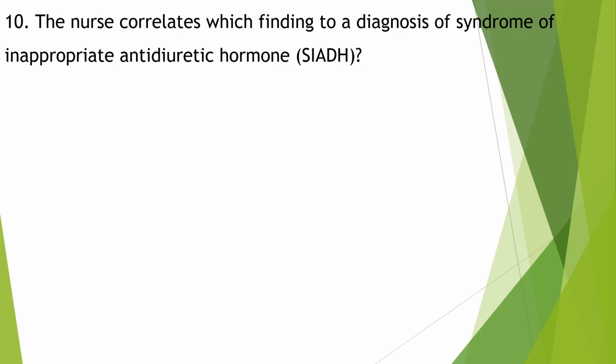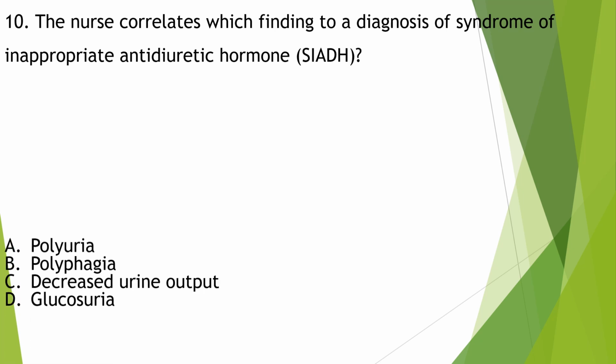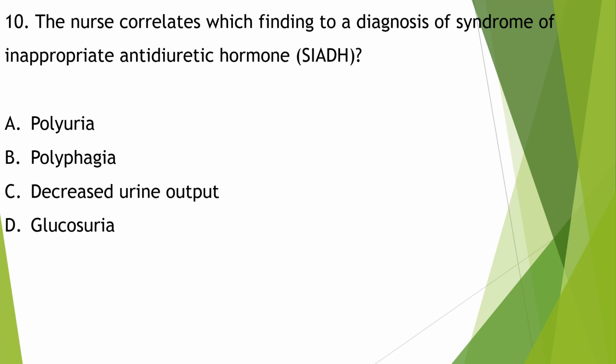The nurse correlates which finding to a diagnosis of syndrome of inappropriate antidiuretic hormone? Polyuria, polyphagia, decreased urine output, glucosuria. SIADH is characterized by increased secretion of ADH leading to water reabsorption, decreased urine output and dilutional hyponatremia.